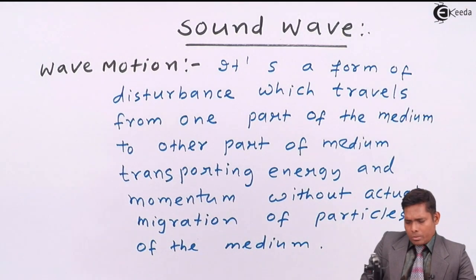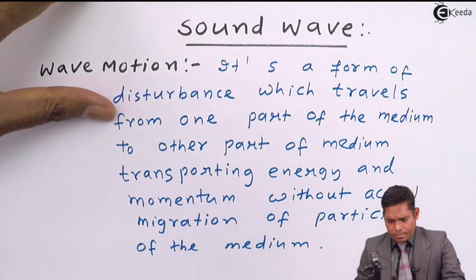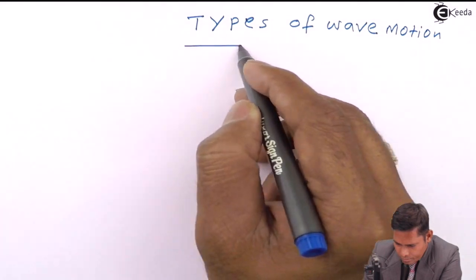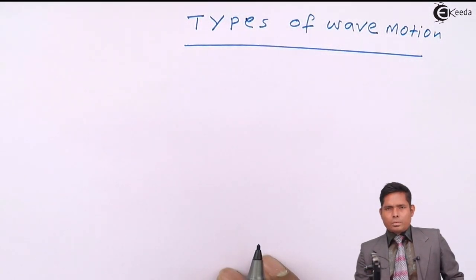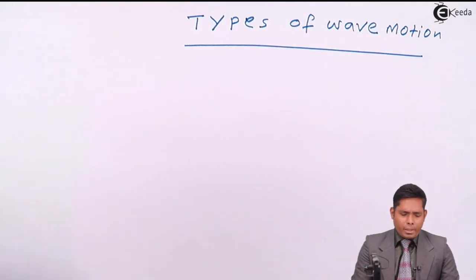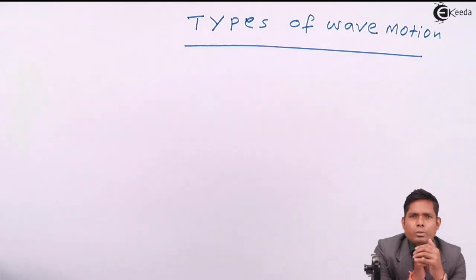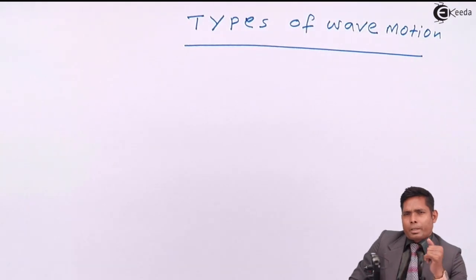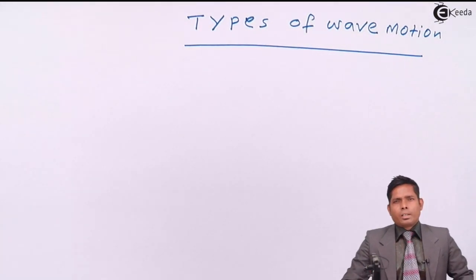Now we'll discuss the types of wave motion. Waves are divided depending on the basis of division, basically into three types. One, depending on the dimensions, it is one dimensional, two dimensional or three dimensional waves. Depending on how the particles of the medium vibrate when the wave propagates, we have longitudinal and transverse waves.